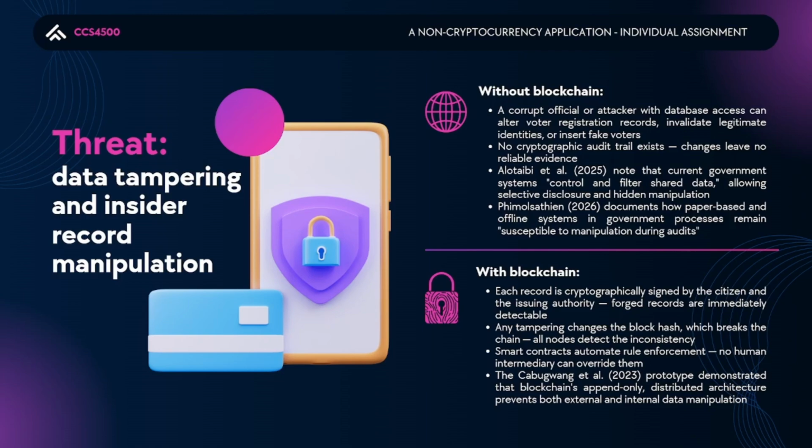First, of course, every record includes a cryptographic signature from the citizen and the issuing government node. Basically, you cannot forge a record without possessing the private key of the legitimate party. Second, every block includes the hash of the previous block, and of course, altering any record changes its block's hash, which cascades forward and is immediately visible to every validator node in the network. And third, smart contracts enforce the rules of the system automatically. Who can issue an identity, who can update it, and what conditions must be met, without requiring any human intermediary to mediate the transaction. And also, the Ateneo Research Group's prototype confirmed that this works in practice, as their system ensured unauthorized accounts could not change the ledger state.